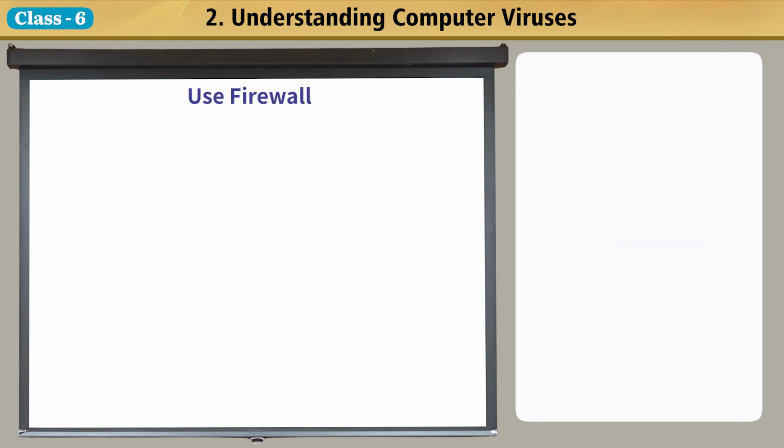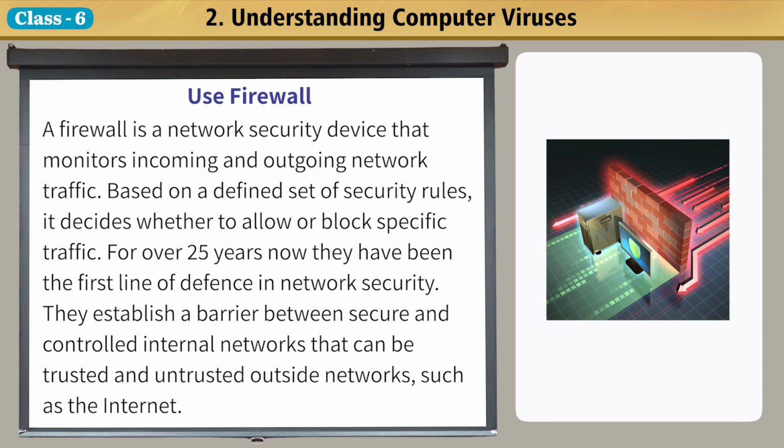Use firewall. A firewall is a network security device that monitors incoming and outgoing network traffic. Based on a defined set of security rules, it decides whether to allow or block specific traffic. For over 25 years now, they have been the first line of defense in network security. They establish a barrier between secure and controlled internal networks that can be trusted and untrusted outside networks, such as the Internet.